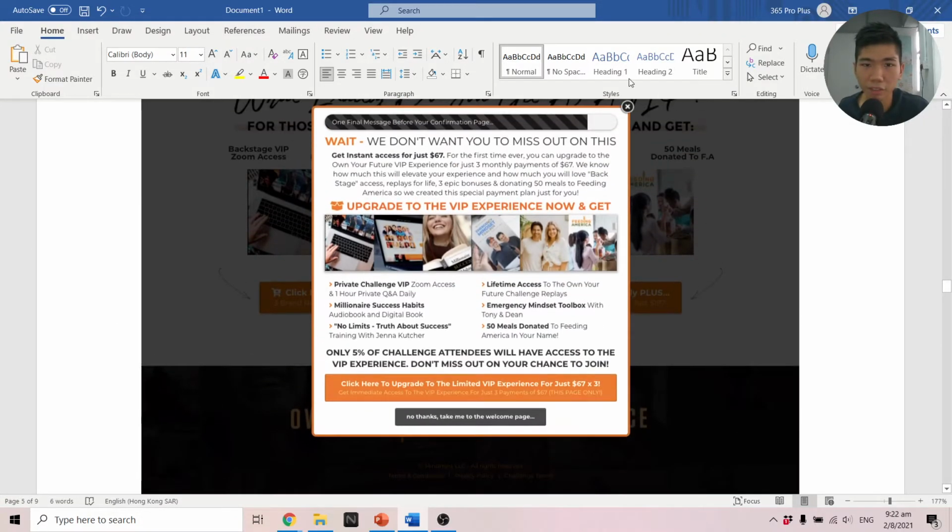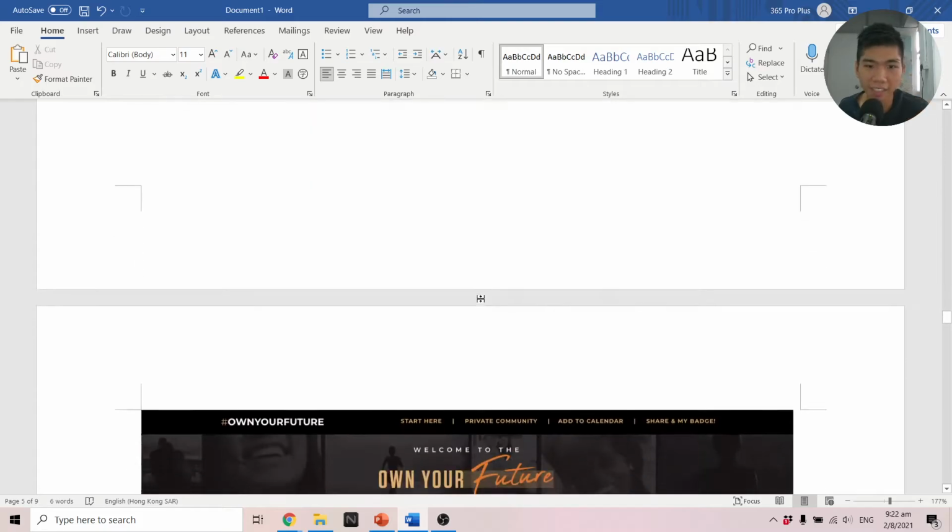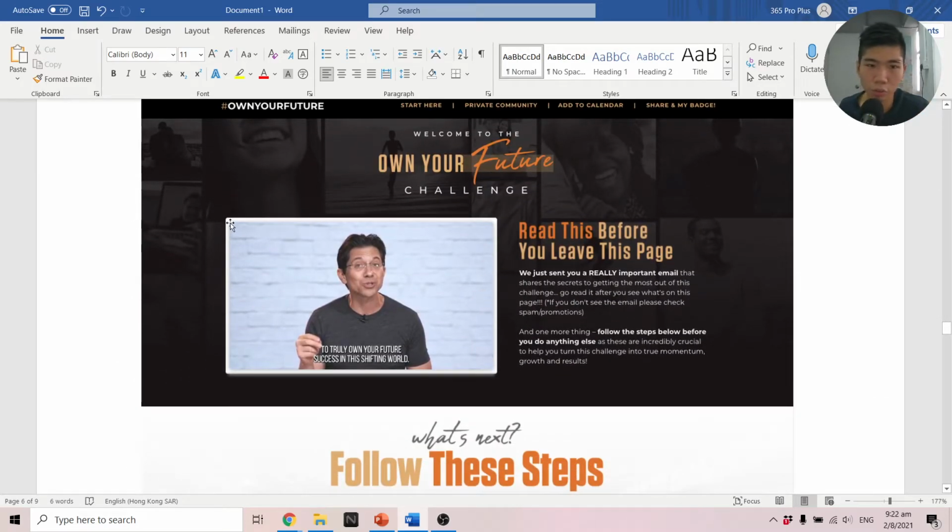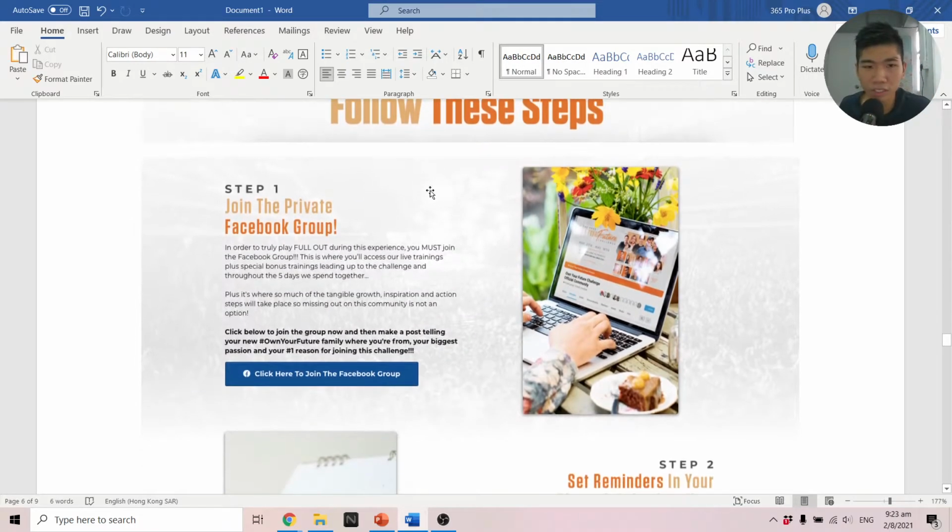And after this page, whether you go for this offer or not, you will go to the thank you page. The thank you page will set up the expectation and convince people to show up for the challenge and go through all of it. Because if people don't go through the challenge, it's almost useless, because what you are selling is at the end of the challenge, right? And tell people to follow these steps.